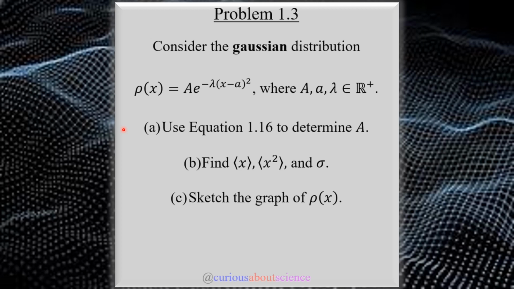So with that, part A wants us to use equation 1.16 to determine big A. Part B wants us to find the expectation of x, the expectation of x squared, and the standard deviation sigma. Finally, we want to graph this distribution rho of x and see what kind of characteristics it may have.